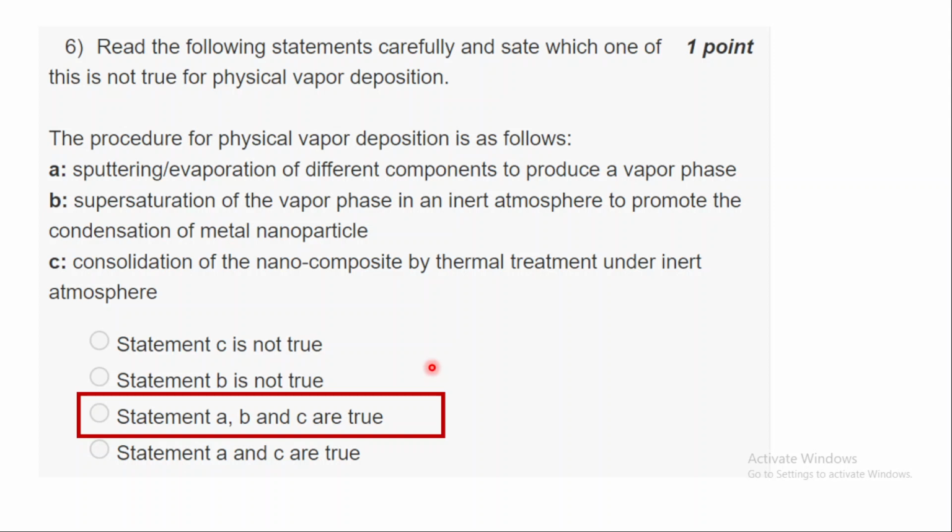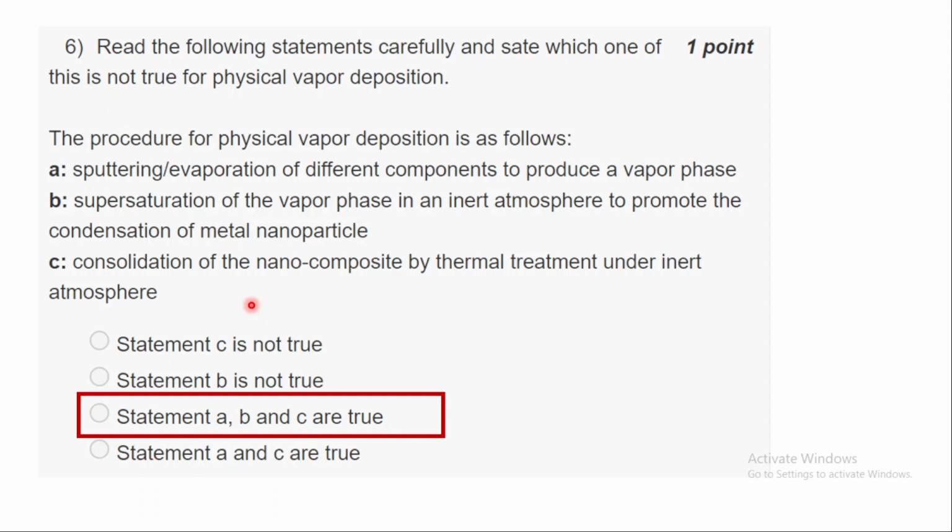Let's see why. Let's analyze the question. Sputtering and evaporation of different components to produce a vapor phase. This is the first step, right? You either do sputtering with argon gas or any inert gas, to bombard the target, or excite the target with evaporation techniques, heat or electron beam, to produce a vapor phase. Vapor phase is the plasma phase.